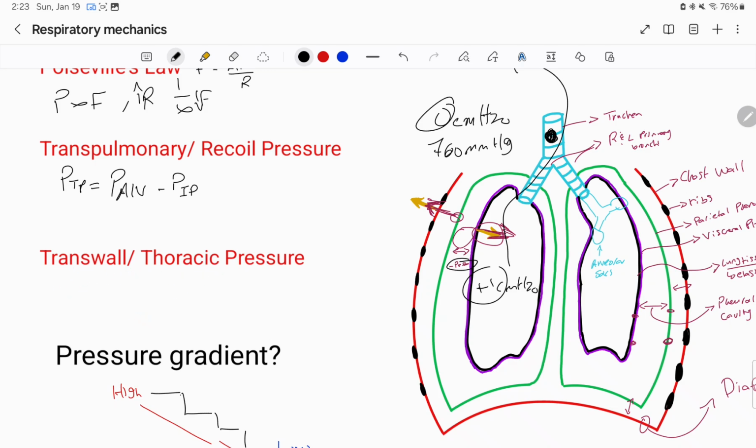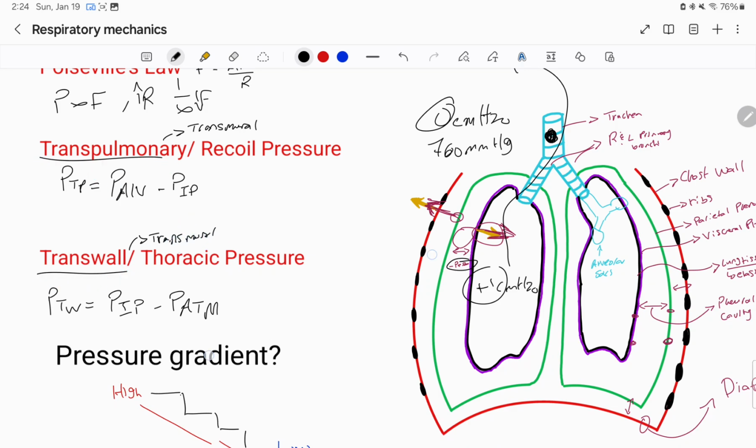The transwall or the transthoracic pressure can be written like this: transwall equals the difference between the intrapleural pressure and the atmospheric pressure. And you'll come to find that if you have no pathologies, it should just be the same as the intrapleural pressure. Now, another thing I have to mention is that both the transpulmonary and the transwall pressure fall under a category called the transmural pressure. So they're both transmural pressures, but there's just different types. There's two types: the transpulmonary and the transwall.